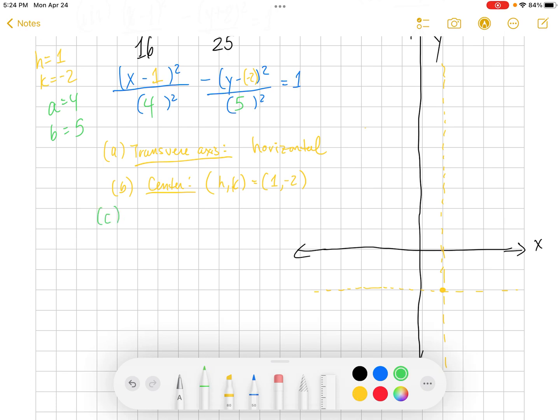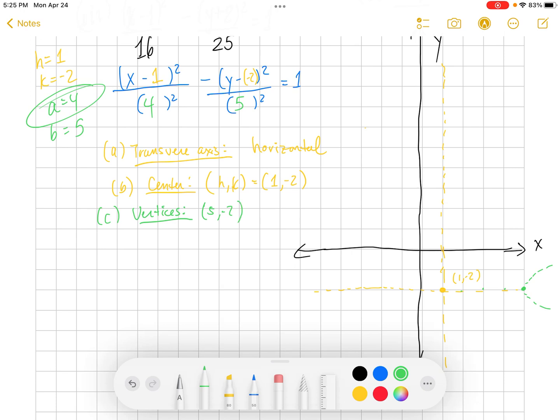Now I am going to locate next my vertices. So since we're horizontally on the transverse axis, I'm going to use my a, which is associated with my x values, to find my vertices. So I go to the center, and where is the center? Right here. It's 1, negative 2. So I'm going to move right 4. 1, 2, 3, 4. Right? So I'm going to be going kind of back that way to the right. I'll do it very lightly, the dashed line.